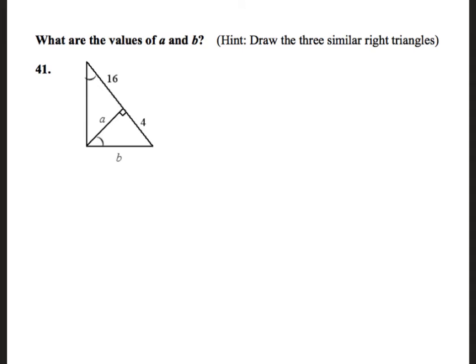All right, we're doing the same thing for 41. What are the values of A and B? Oh man, we have to find two this time, but I think we should be able to do one problem to solve it and then the Pythagorean theorem for the other one.